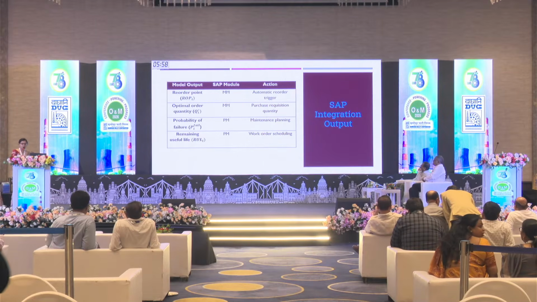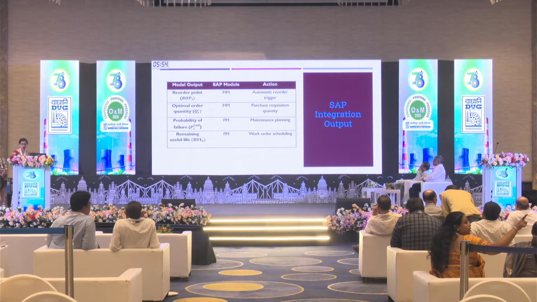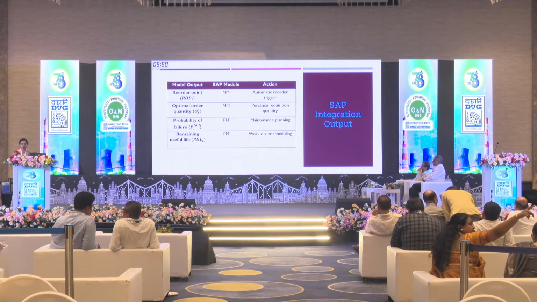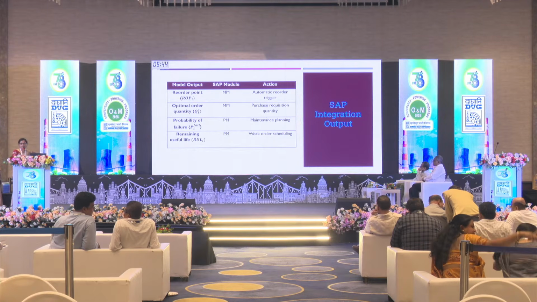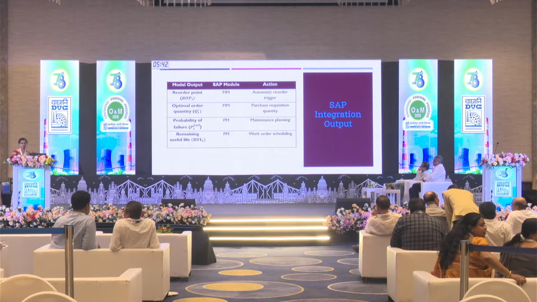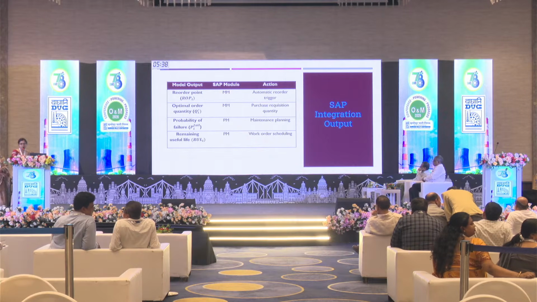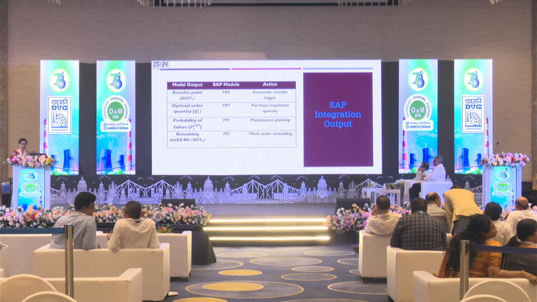Now, from our project, we get the reorder point and optimal order quantity. So, when the stock reaches the threshold value of the reorder point, it will automatically trigger the procurement process in the MM module of SAP. Again, the optimal order quantity helps to procure the exact quantity in the MM module.